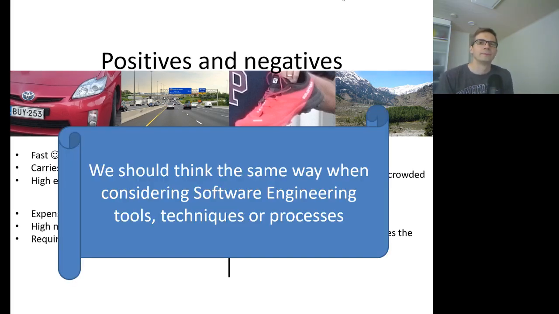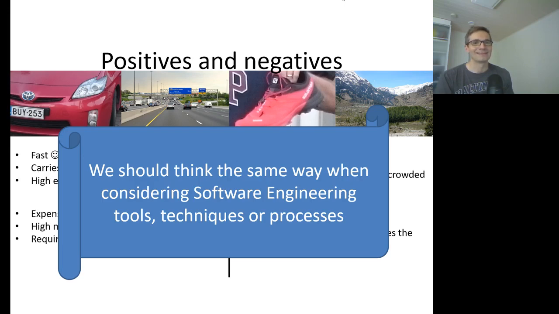The example is rather simple, and the answer is pretty obvious. However, we should think the same way when we consider software engineering tools, techniques, or processes. There is no best alternative in finding defects. For example, the previous case from Ericsson compared inspections and software testing.